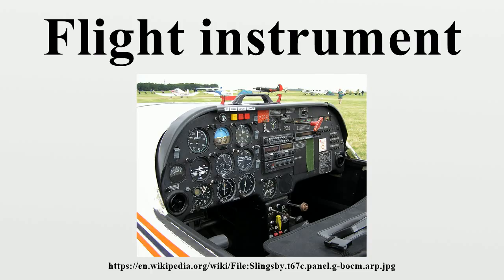Turn indicators. These include the turn and slip indicator and the turn coordinator, which indicate rotation about the longitudinal axis. They include an inclinometer to indicate if the aircraft is in coordinated flight, or in a slip or skid. Additional marks indicate a standard rate turn.